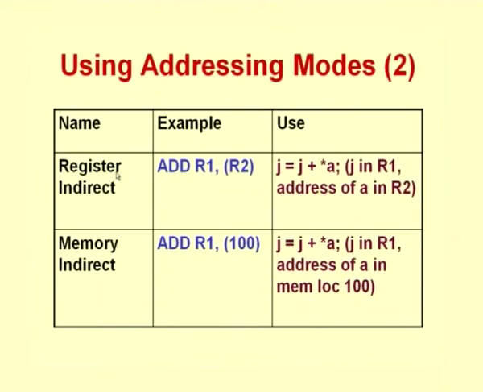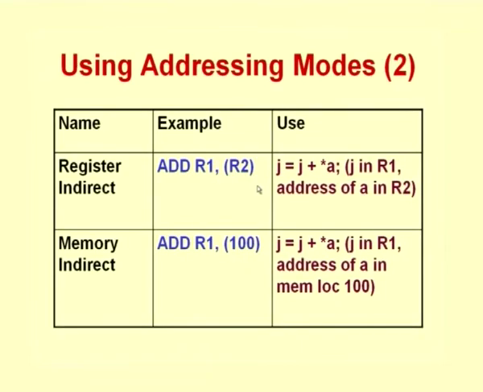Okay. Indirect addressing mode, the register indirect and the memory indirect addressing modes, are typically used when you have an indirection, typically when we have pointers specified to access the locations. So, if you have j equal to j plus star a, and you have the address of a in R2, then we can use this addressing mode as add R1 comma R2 specified within brackets. So, it is an indirect addressing mode. Similarly, instead of the address of a being in R2, if the address of the location of a is in memory location 100, let us say, then we will be using the memory indirect addressing mode in this manner, add R1 comma within brackets 100.